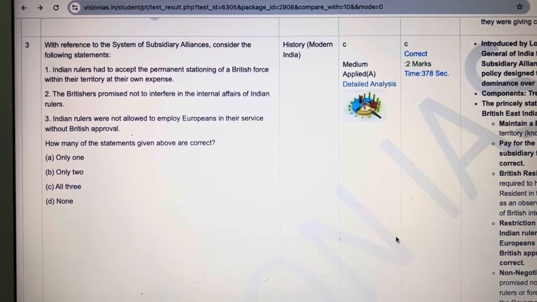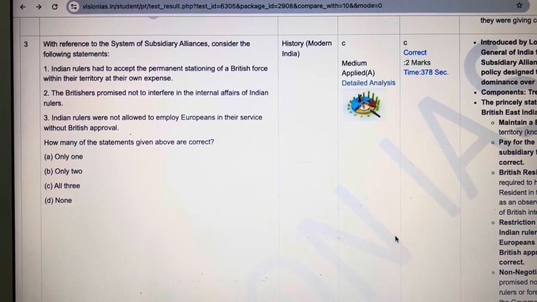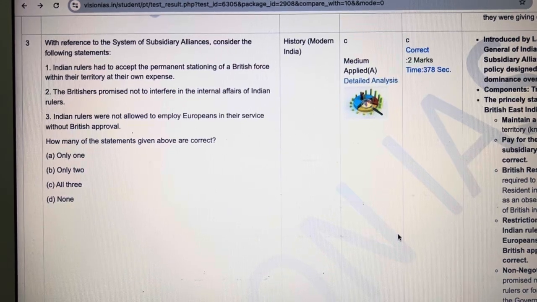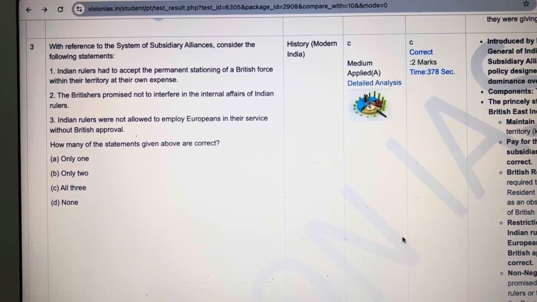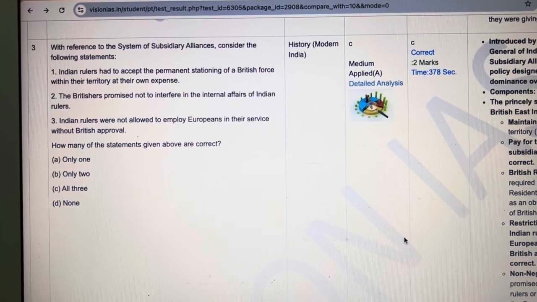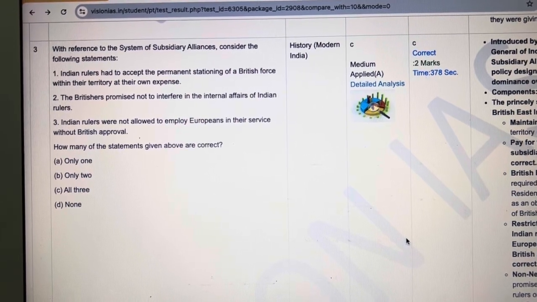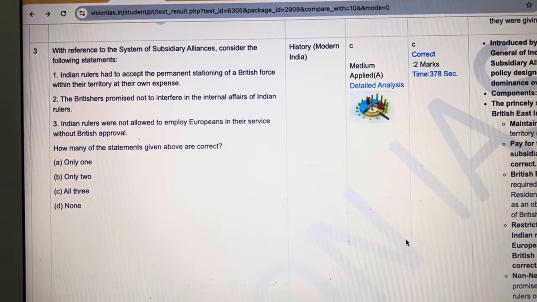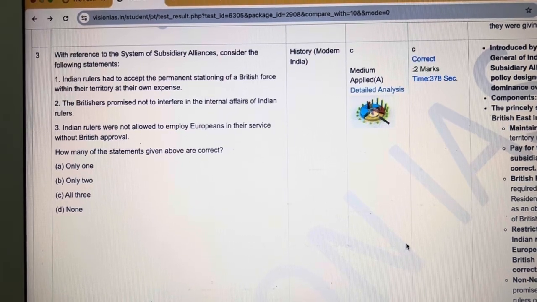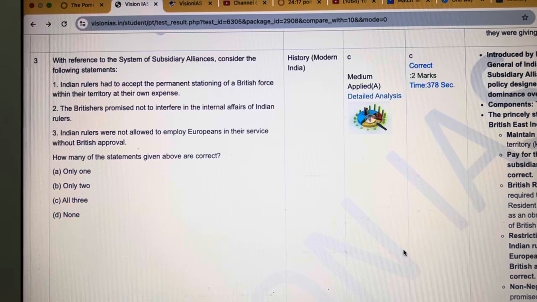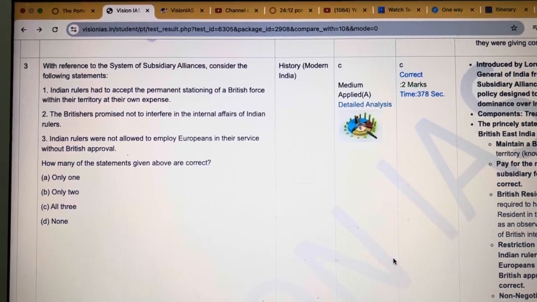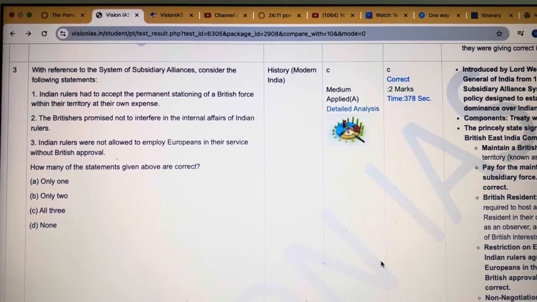With reference to the system of subsidiary alliance, consider the following statements. 1. Indian rulers had to accept the permanent stationing of a British force within their territory at their own expense. 2. The British promised not to interfere in the internal affairs of Indian rulers. 3. Indian rulers were not allowed to employ Europeans in their service without British approval. So, how many are correct?